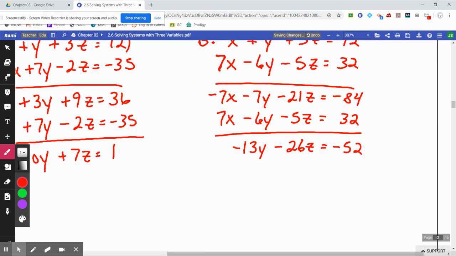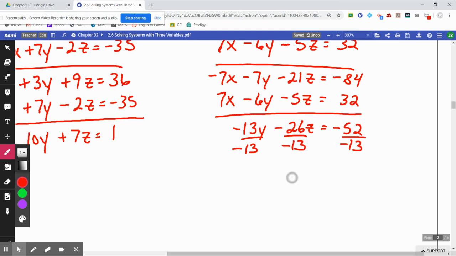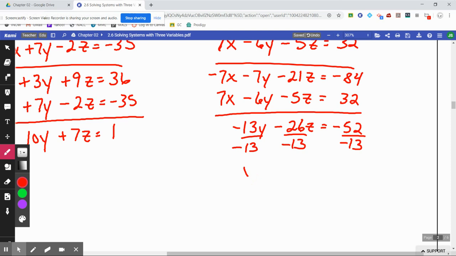Now, I do notice something about this, and this is always legal. You don't have to do this, but 13, 26, and 52 are all divisible by 13. So if you would like to reduce equations, it makes your job in the end a whole lot easier because now you have a nice, clean y plus 2z is equal to 4, which looks a whole lot better than the equation did before. So if you can ever reduce an equation, that's always nice. So there's your equation B.